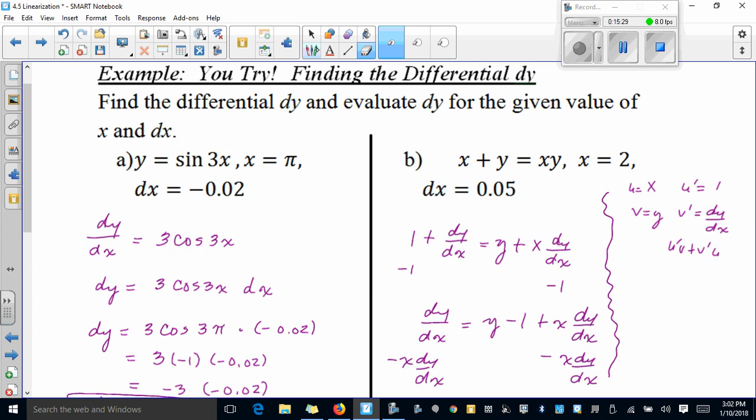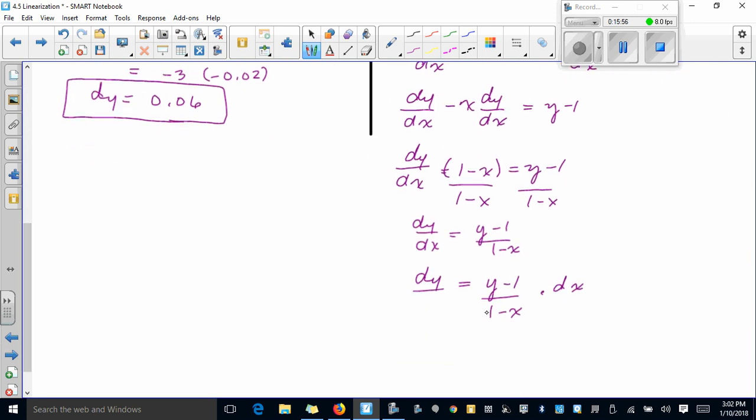X is 2, y is 2, dx is 0.05. So plug everything in that we know, so we get dy equals 2 minus 1 over 1 minus 2 times 0.05. This is going to give me negative 1. 2 minus 1 is 1. 1 minus 2 is negative 1. So dy in the end is going to equal negative 0.05.